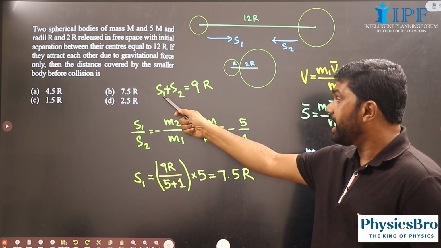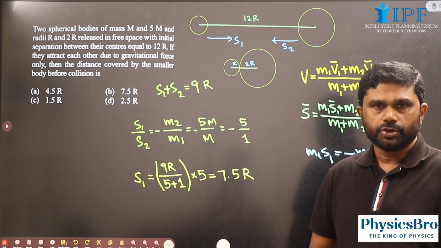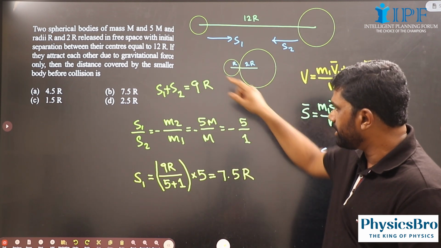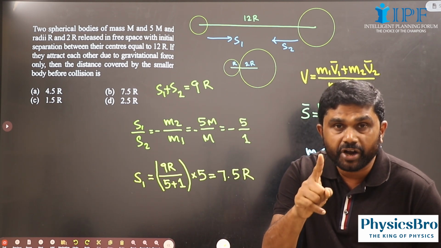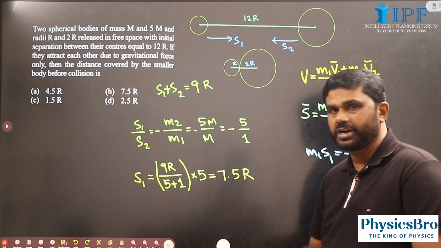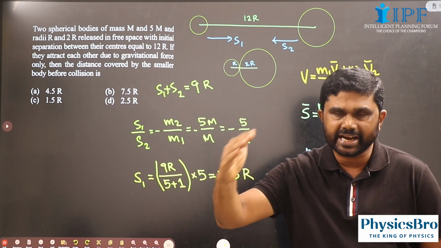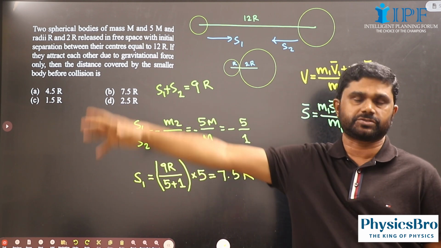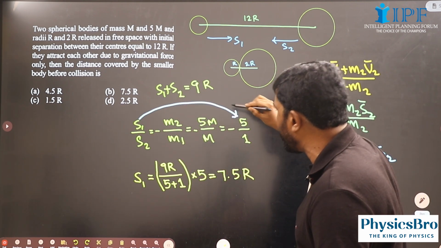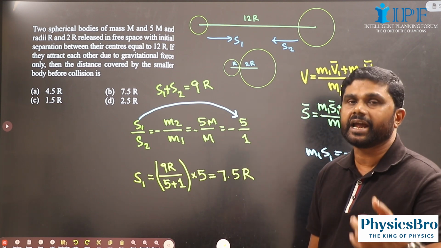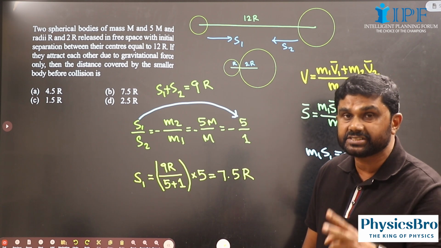See, S1 plus S2 together is 9R. We have to divide this 9R in the ratio 5:1. Means 9R is to be divided into 5 plus 1, 6 equal parts, means 9R by 6 each, and 6 such parts. Now S1 is 5 parts. Each part will be 9R by 6 and S1 will be 5 parts, means 9R by 6 into 5.